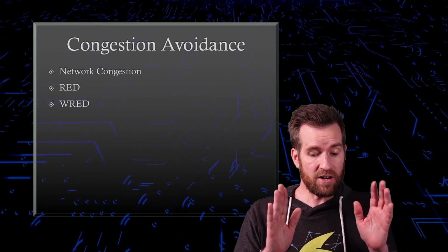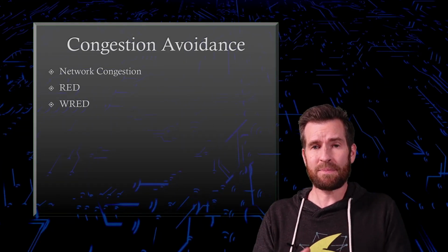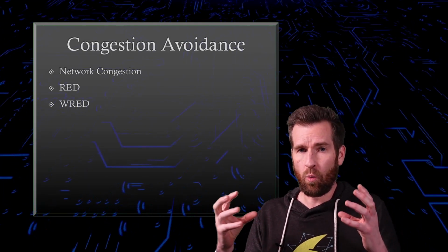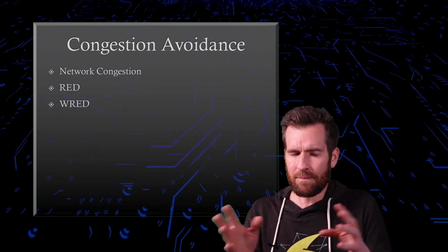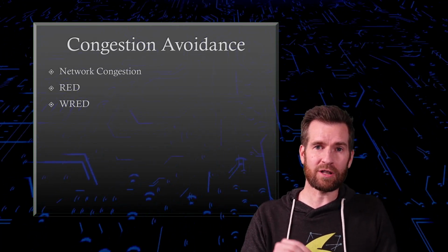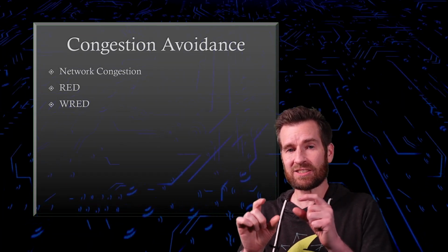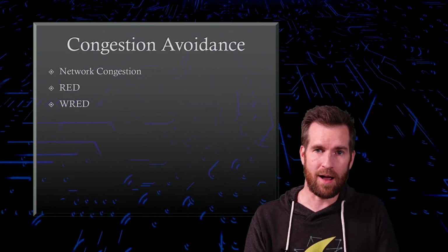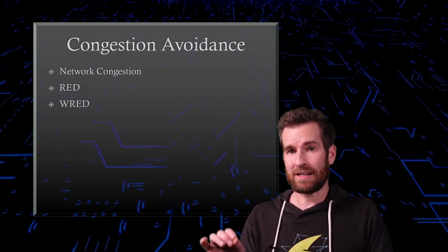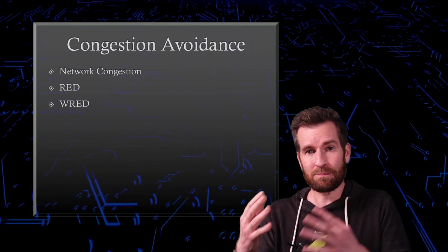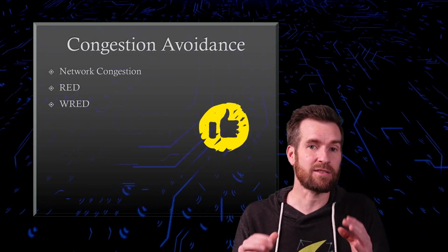So there you have it, congestion avoidance. There'll be these network waves that cause havoc on your network. To compensate for that, we have random early detection, which detects things early and then randomly drops those packets. Or we have weighted random early detection, which will actually put some priority on which packets it's going to drop.